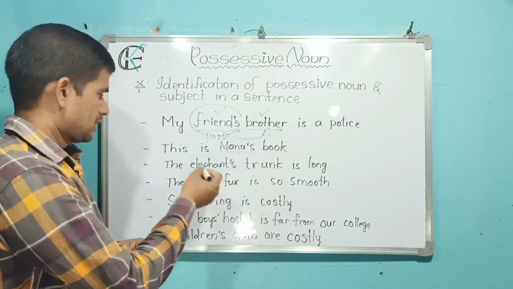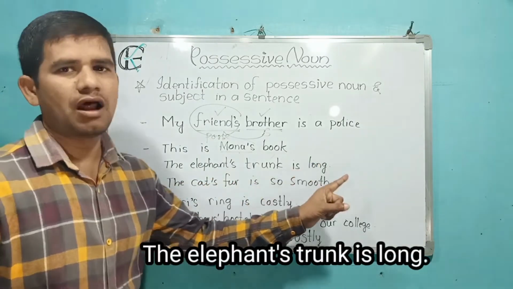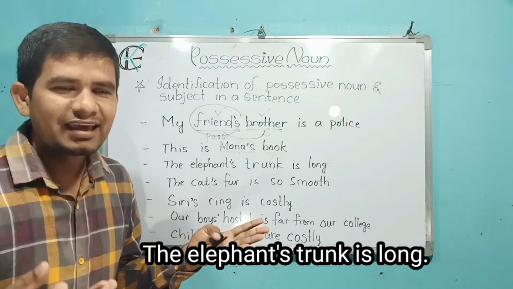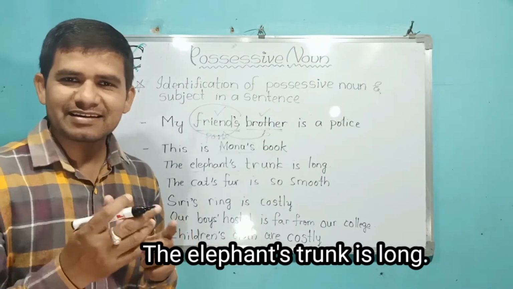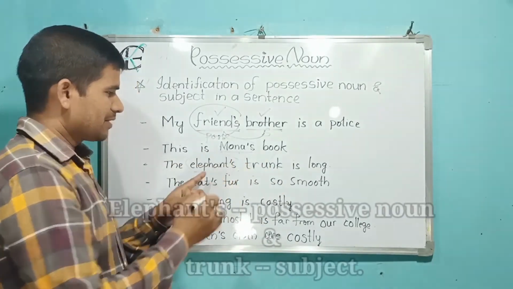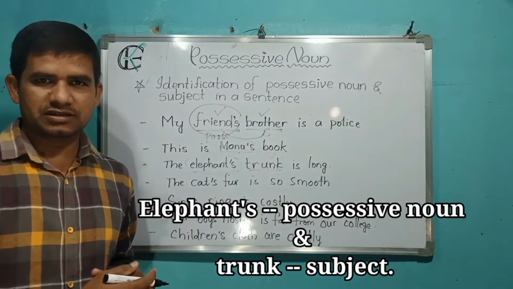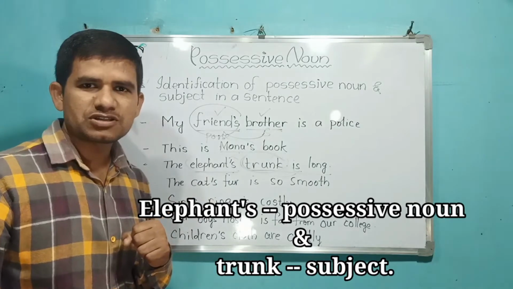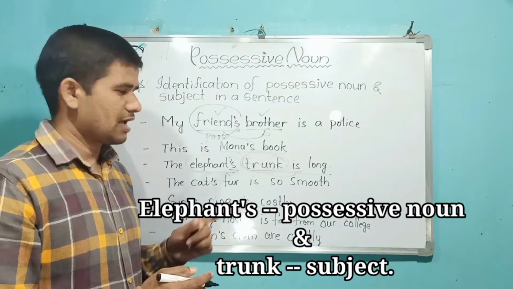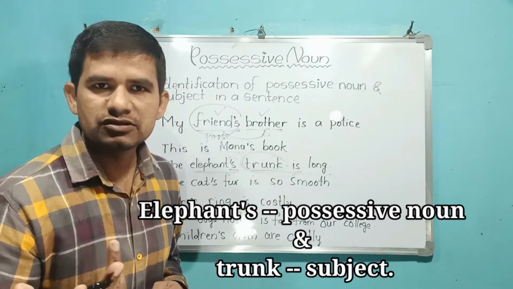Okay, then we'll go through the next example. The elephant's trunk is long. Whose trunk is long? Elephant's. Yes, your answer is what? Elephant's. So elephant is a possessive noun, and trunk is the subject. In this sentence, what is the possessive noun? Elephant's, because here apostrophe s is there, so elephant's is a possessive noun and trunk is the subject.